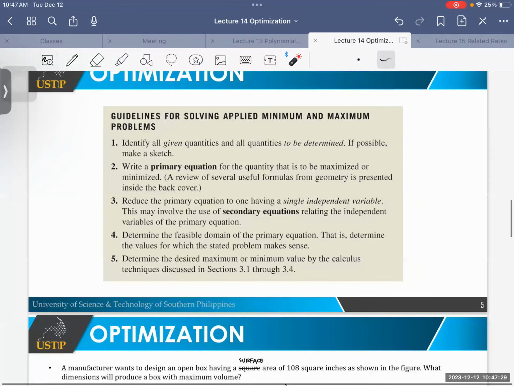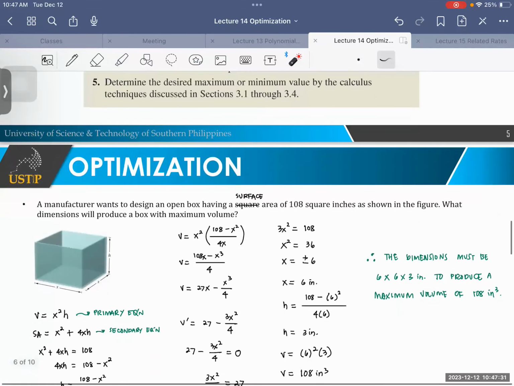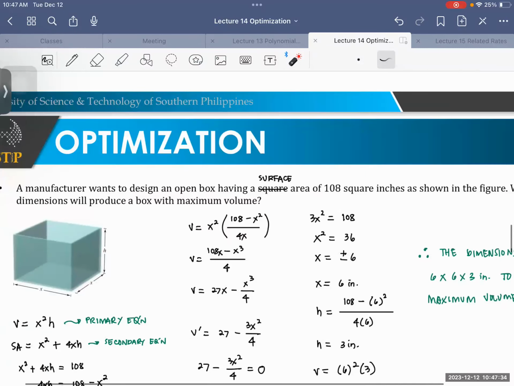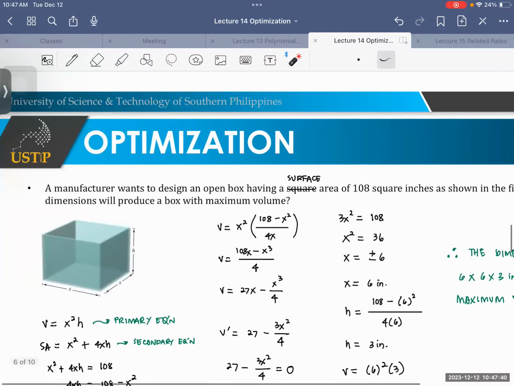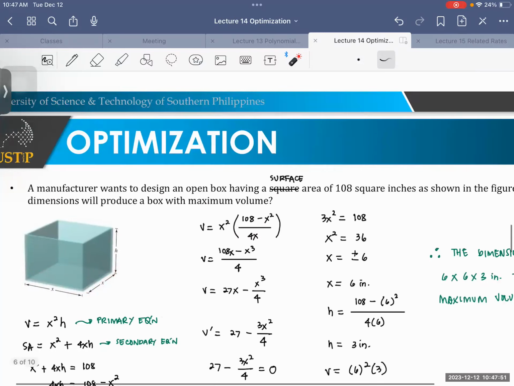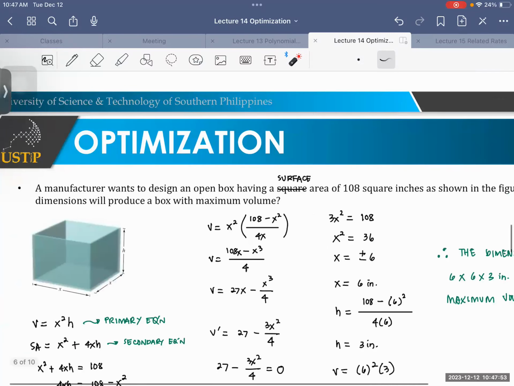Okay? Let's have another example sa optimization. Suppose a manufacturer wants to design an open box having a surface area of 108 square inches as shown in the figure. So naa tay figure diri, no? Open box daw siya class, open box, with dimension x by x, meaning ang iyang base is a square and then with a height nga h. Okay. What dimensions will produce a box with maximum volume? Okay. So karon unsa kuno nga dimension ang maximum iyang masulod diri.